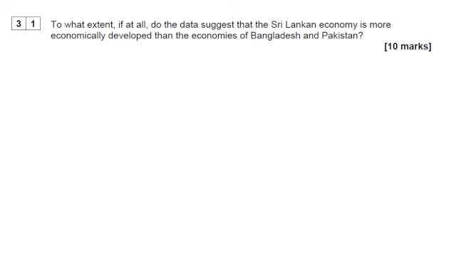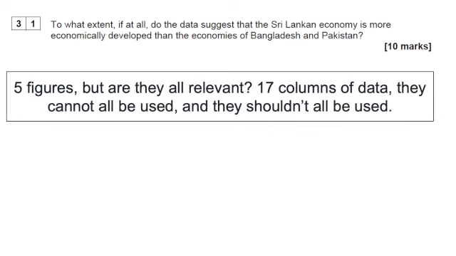So what mistakes were made on this paper? Well, first of all, as I mentioned before, it doesn't direct you towards the figures, and there's a lot of figures. There are 5 figures in this case study, more figures than other papers for the paper 3 series. But are they all relevant? There's 17 columns of data. You cannot be using all 17 in this paper. You haven't got the time to do so.